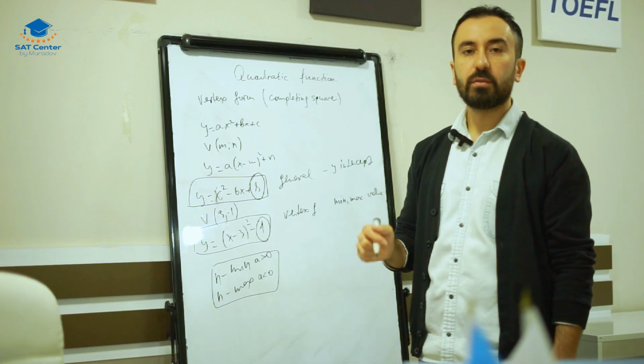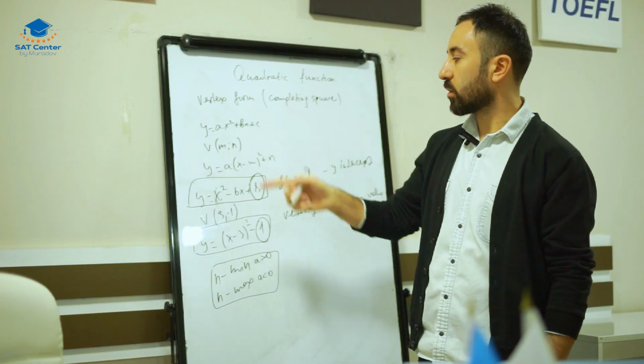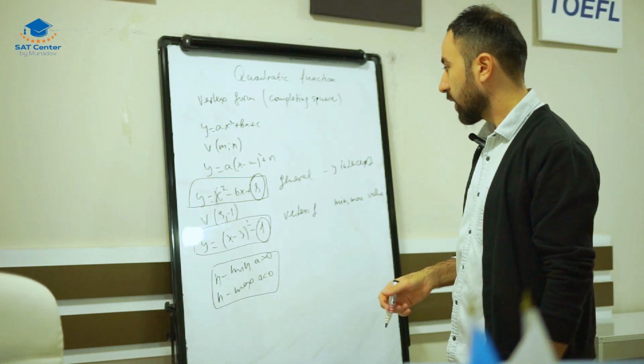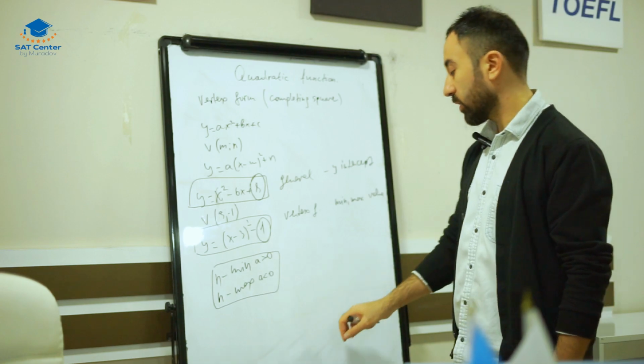Let me explain the next form. We did general form, we did vertex form, the next form is factorized form. I will erase this part for enough space.